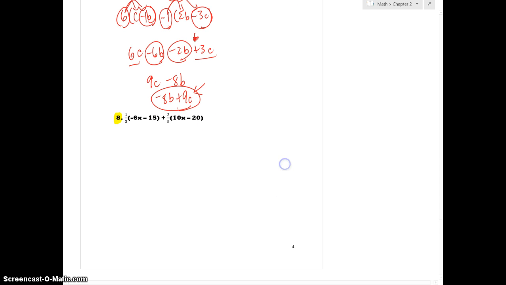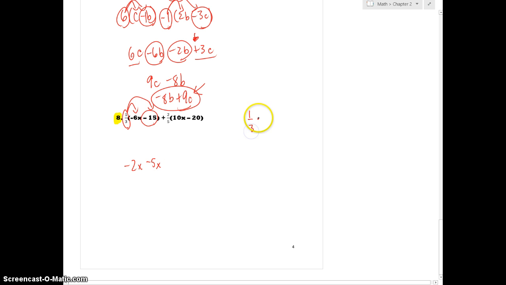Like number 8, we have fractions. Now remember, don't be scared of fractions because, gee, Mr. Ray, I love fractions. It's 1/3 times negative 6x and 1/3 times negative 15. Remember my trick. You can say 1 times negative 6 is negative 6. Divided by 3 is negative 2x. 1 times negative 15 is negative 15. Divided by 3 is negative 5.